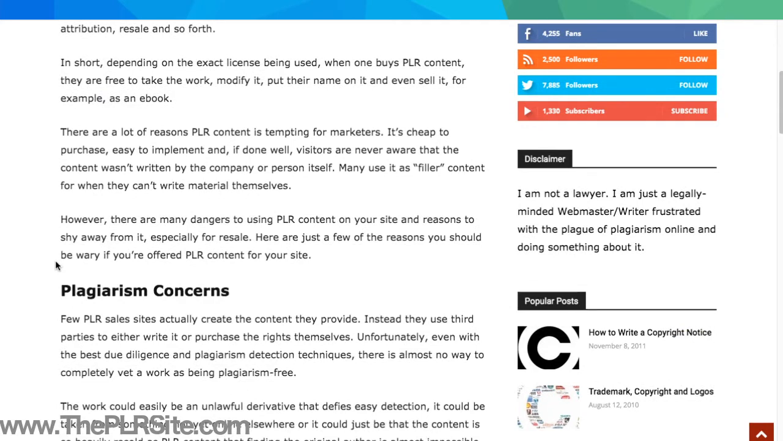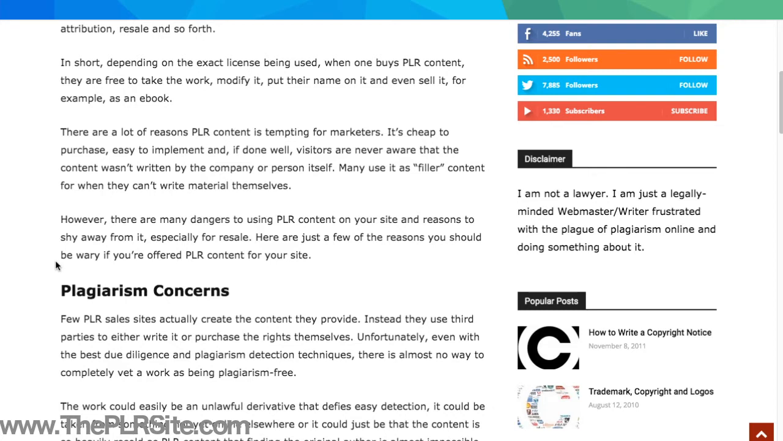So, in short, depending on the exact license being used, when one buys PLR content, they're free to take the work, modify it, put their name on it, and even sell it, for example, as an ebook. I'd argue by definition, PLR lets you take the work, modify it, edit it, put your name on it, and sell it 100%. Anything else isn't PLR.